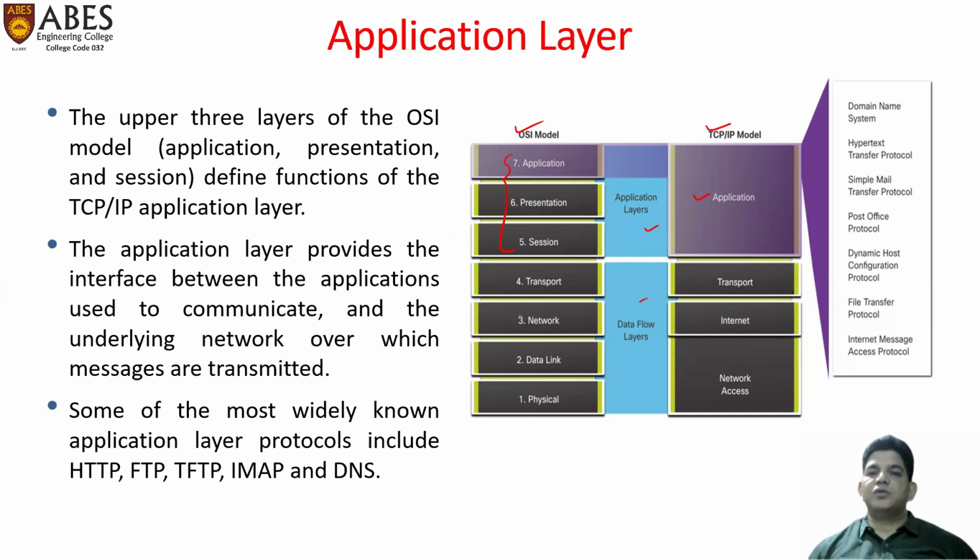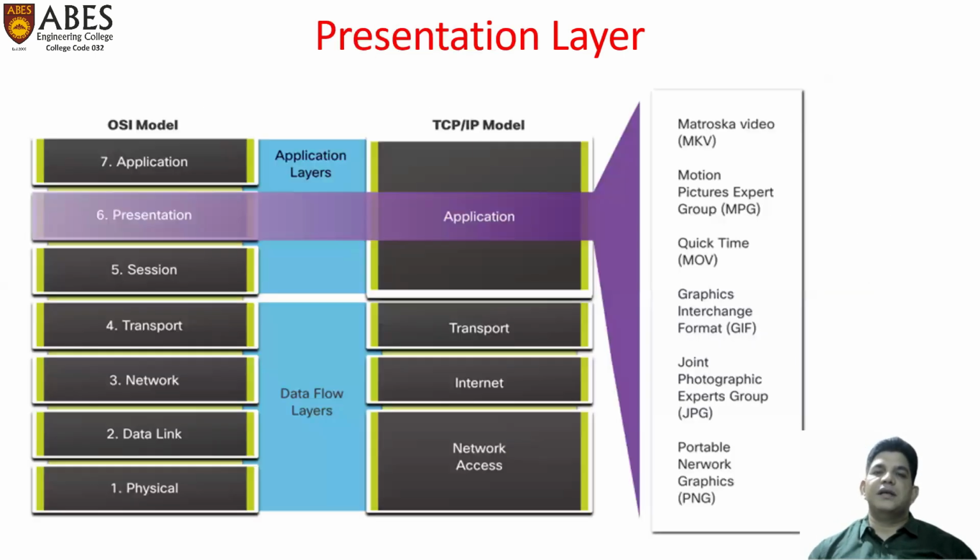So here we can say that the most common protocols in the application layer are HTTP, which is Hypertext Transfer Protocol, FTP, the File Transfer Protocol, TFTP, the Trivial File Transfer Protocol, IMAP, the Internet Mail Access Protocol, and DNS, which is the Domain Name Service. These are not the only ones, we can have more protocols in the application layer. So these protocols are basically used in the application layer.